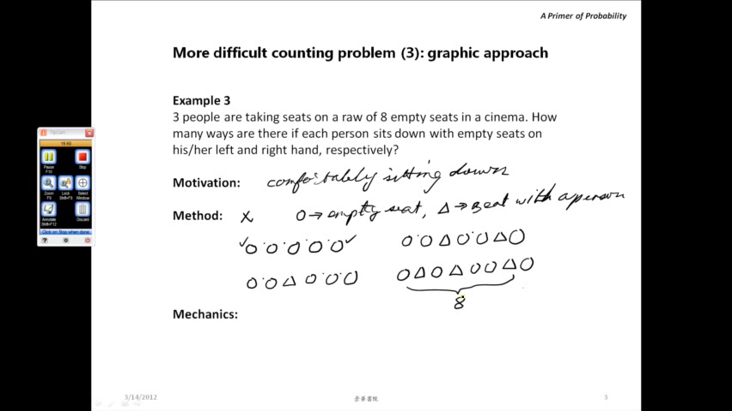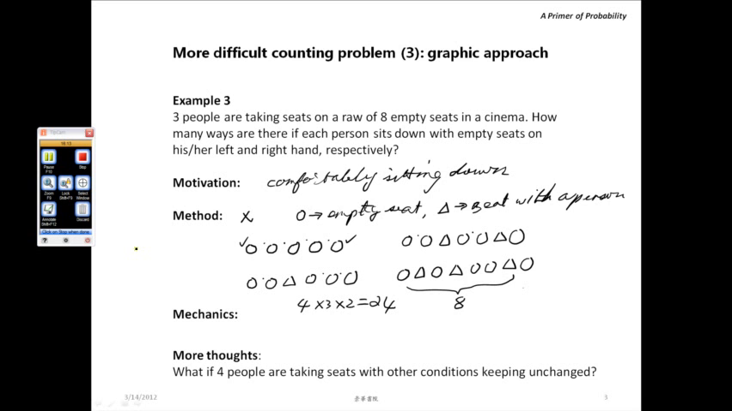Now we can turn to mechanics and do the calculation with multiplication rule. Together there are 4 times 3 times 2 equals 24 different ways. Finally, we can move to more thoughts. What if 4 people are taking seats with other conditions keeping unchanged?